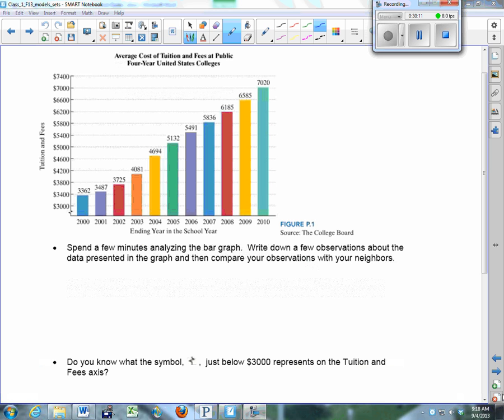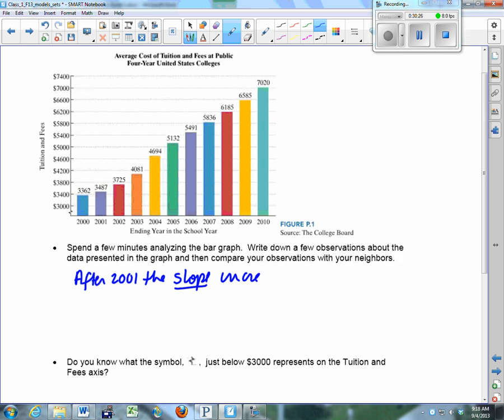Yep, Brendan? I said that after 2001, the slope increased. Okay, that's increased. Okay. And what is the slope measuring here?